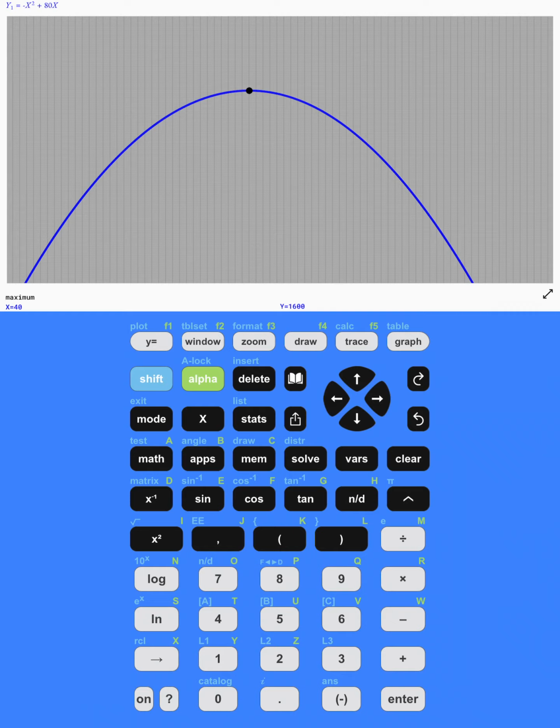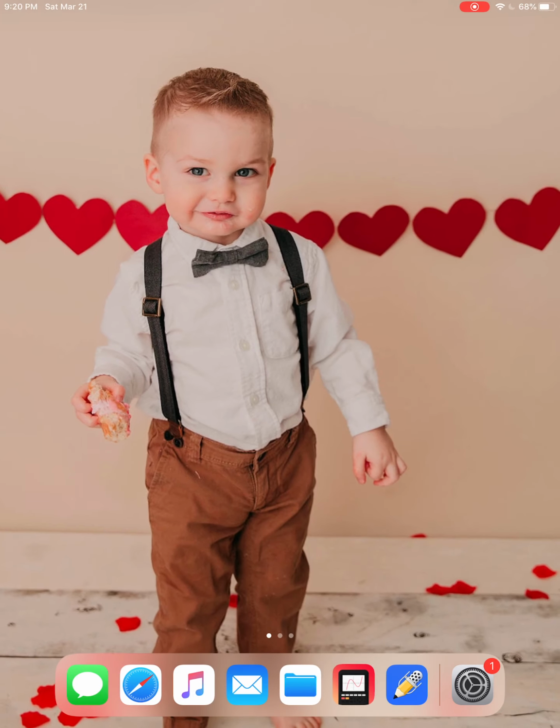So make sure you're practicing all my graphing calculator steps in your graphing calculator. You want to be very familiar after this course with your graphing calculator and how to use it. So 40 and 1600.